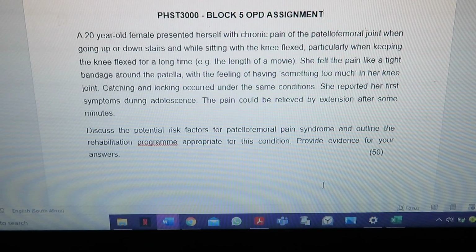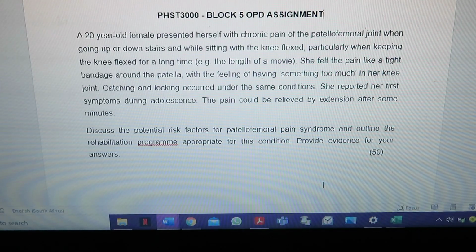So they gave me a little case study there, and then the question for me to answer is that I need to discuss the potential risk factors for patellofemoral pain syndrome and outline the rehabilitation program for the condition, and then I need to provide evidence. So yeah, that's pretty much what the assignment is.